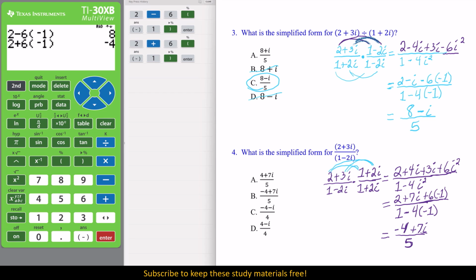So let's go over here and see what we have. Well, C and D are out. Looks like B is appropriate because of the negative 4. All right. Okay, let's move on to number 5.